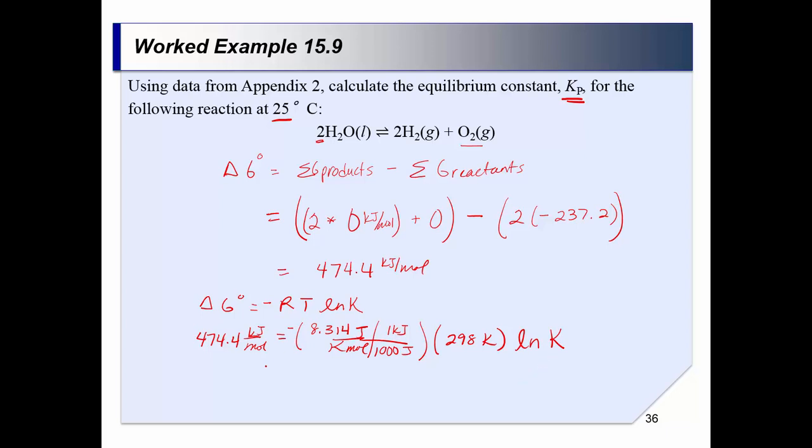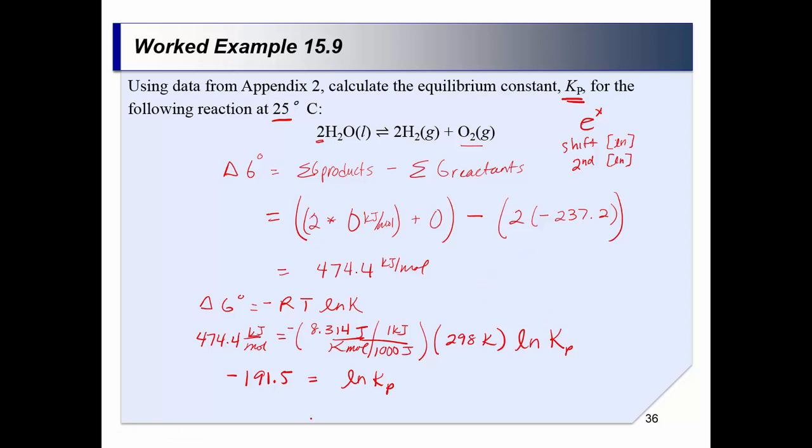So I work all this out and I get a negative 191.5 equals the natural log of Kp. Kp is what we're looking for. Now you have to take the inverse log. On some calculators, it's an e to the x button. On some calculators, it'll be shift or second and then the ln button. I don't know what your calculator looks like, so I don't know what buttons you will have to push in order to get this to work.